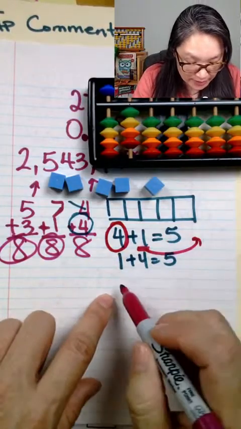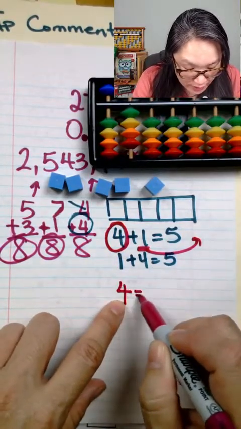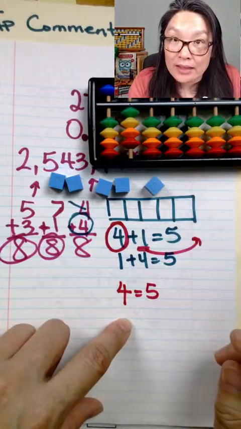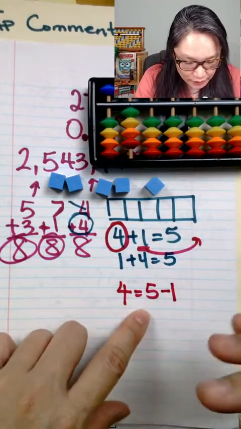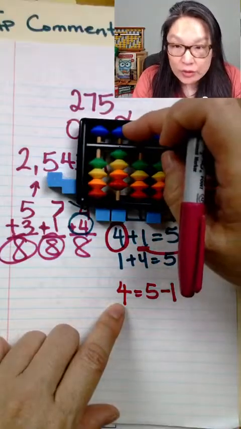Why are we going to do that? Because if you notice, if I do a 4 equals 5, the equation is not balanced. So to balance the equation, I have to take away the 1. Why are we doing this? Because we've got to figure out how to use this 5.